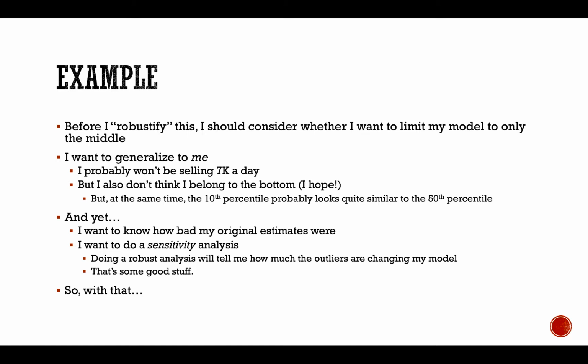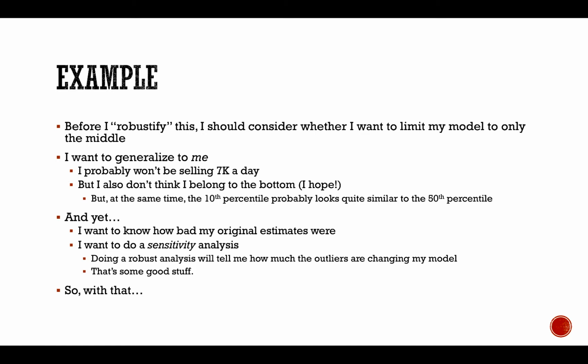But at the same time, the 10th percentile probably looks quite similar to the 50th percentile. I'm guessing that 50% of the data, or more, are selling nothing. So if you eliminate the bottom 10%, that ain't fixing the problem at all. And yet, I want to know how bad my original estimates were. I want to do a sensitivity analysis. And so doing a robust analysis will tell me how much the outliers are changing my model.